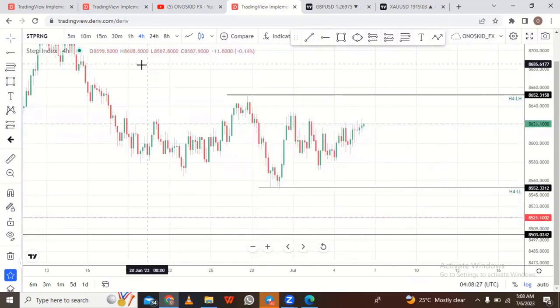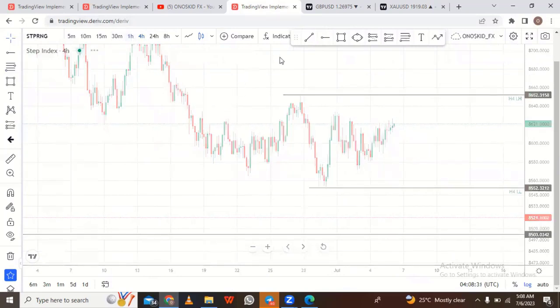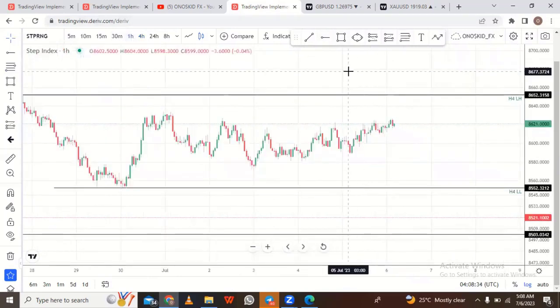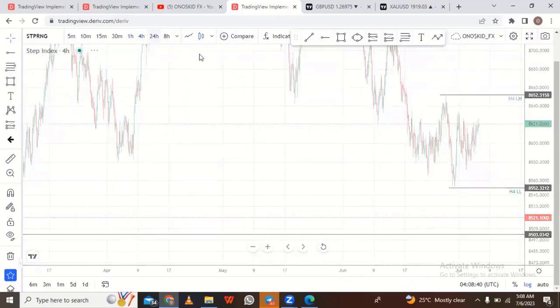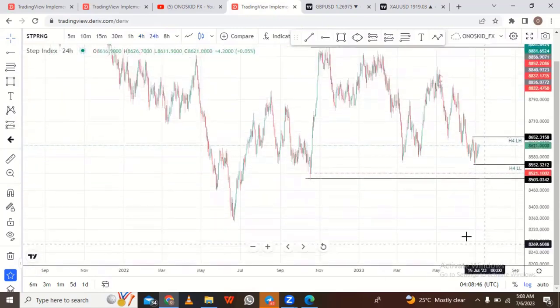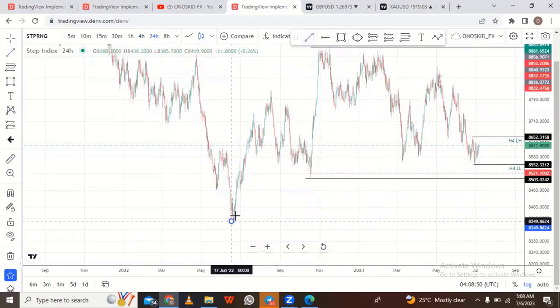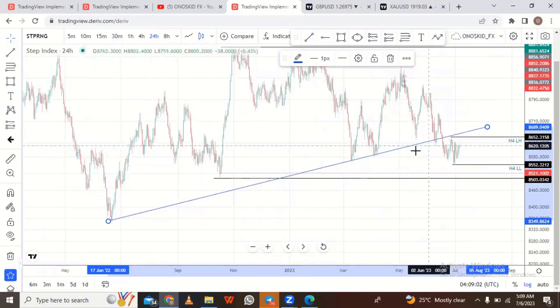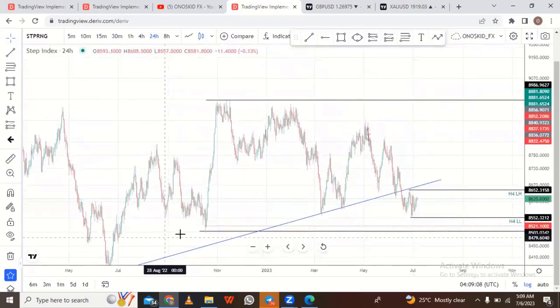So I have to scale down to 1 hour to see the structure that I'm going to be marking. Another confluence you can add is, if you zoom out carefully, or let me put it on the daily rather, you can identify a particular trend line around this region that got violated by the market. You can see the validity of this trend line. See how the market has been reacting massively on it.